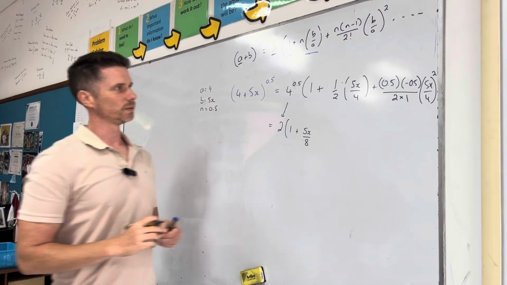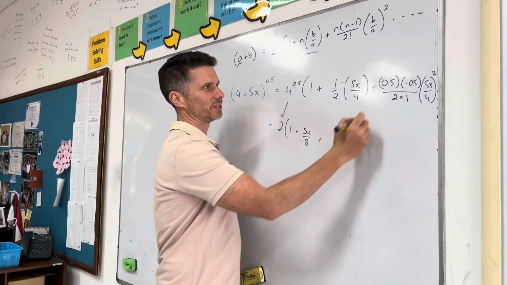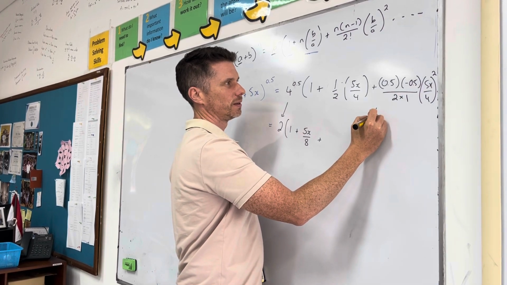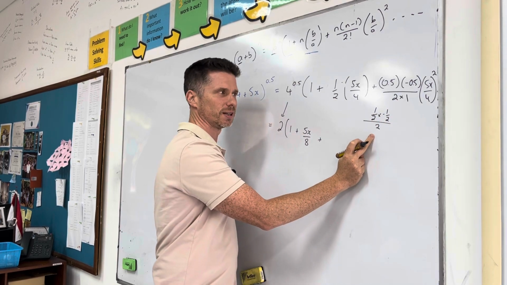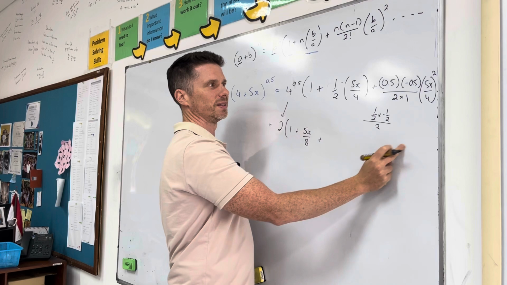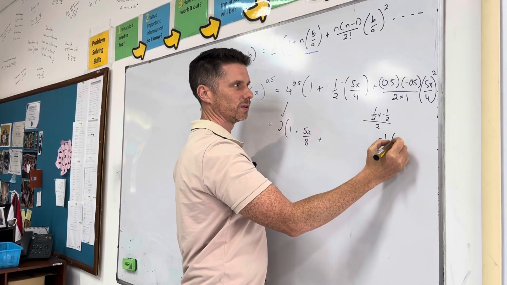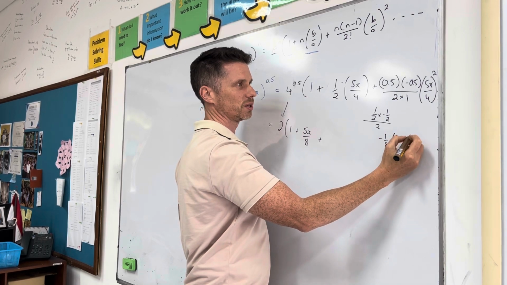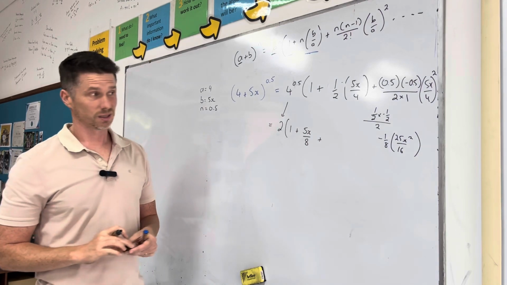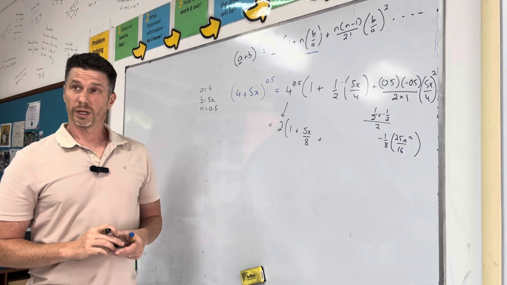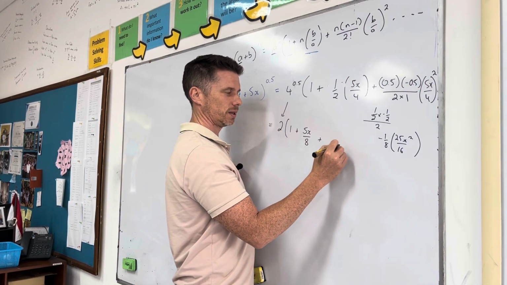What's this one going to be? So that's a half times negative a half divided by 2. What's that much? That's negative 1 over 8. Negative 1 over 8 times 25x squared over 16. So what's 8 times 16? 128 maybe, yeah? Yeah, 128.